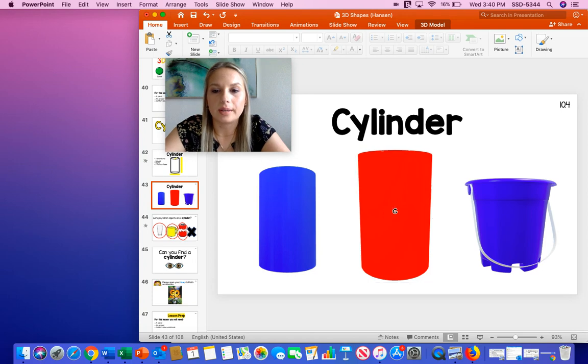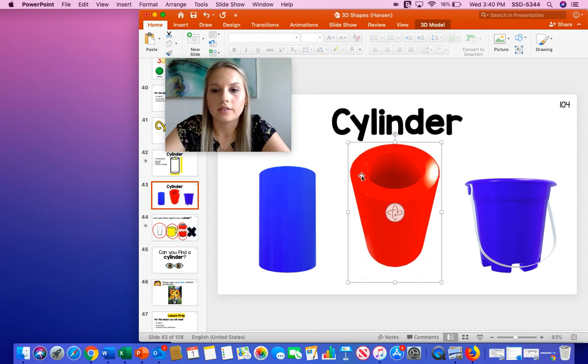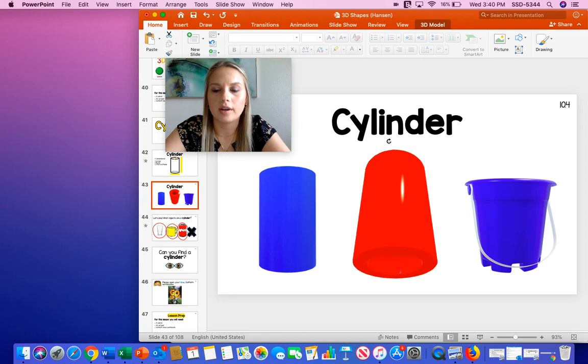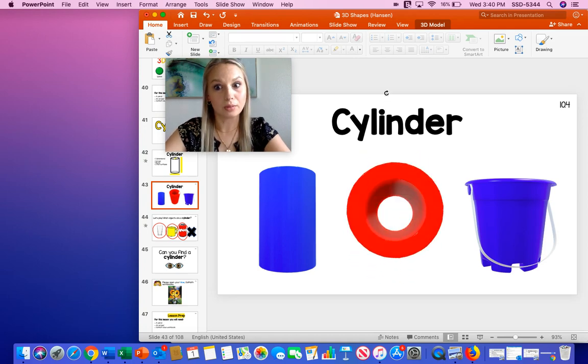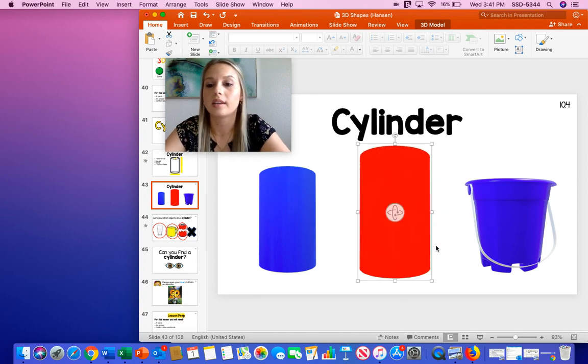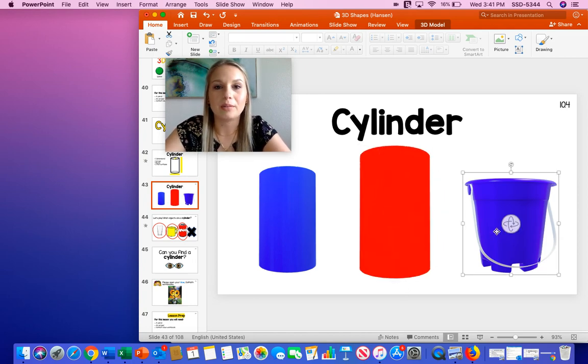Let's look at this one. Here's a flat surface here, one, and there's one on the bottom, two. If I keep going, you could see through this one, and it's round and curved. So two flat surfaces, and it's curved and round. It's a cylinder. Ooh, this is something you would play with at the beach or maybe at the park and put sand in it. It's a bucket.